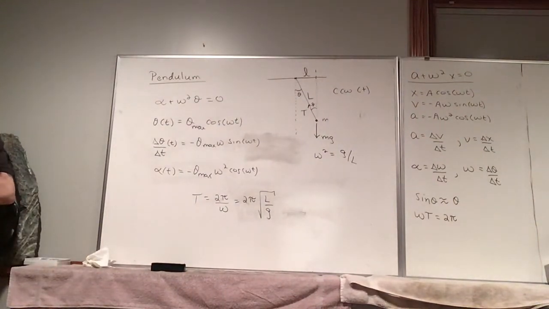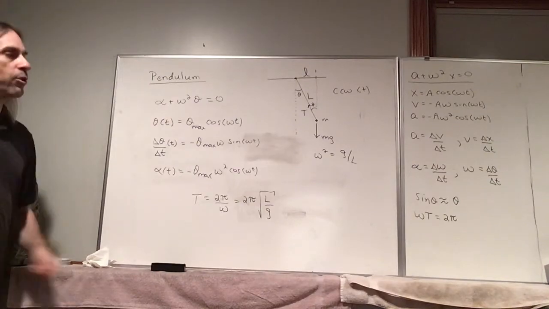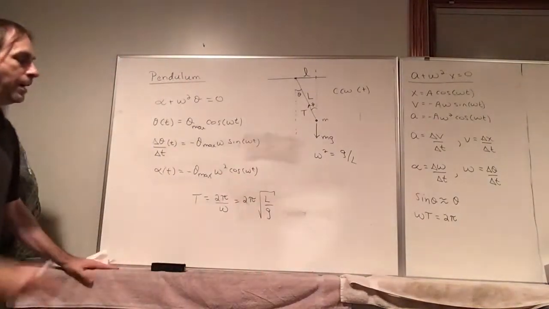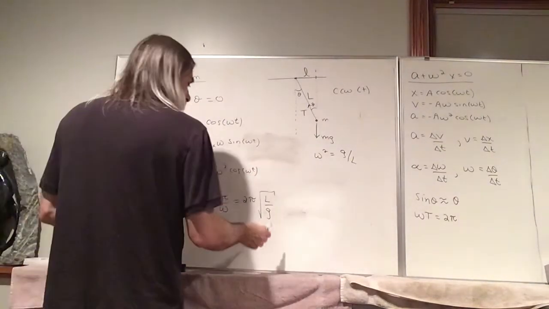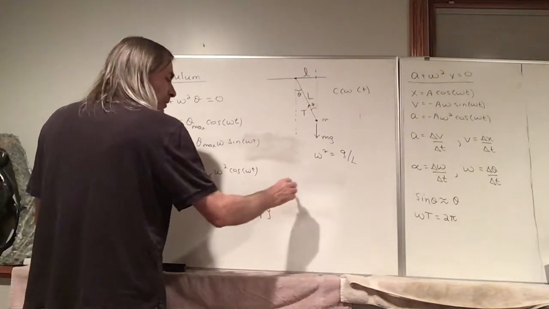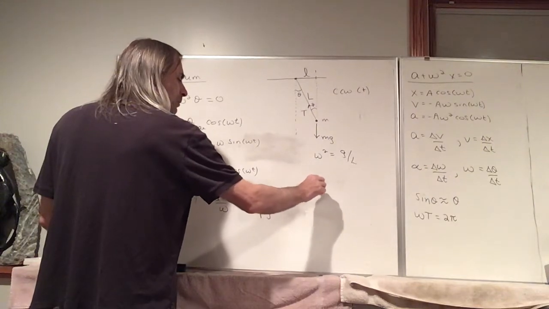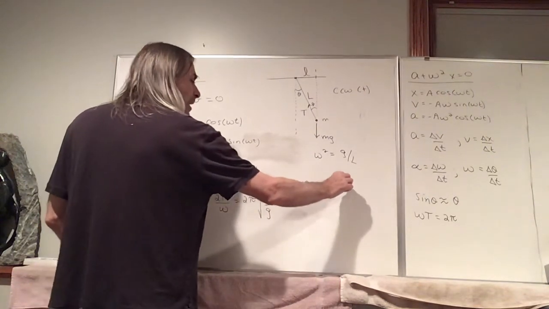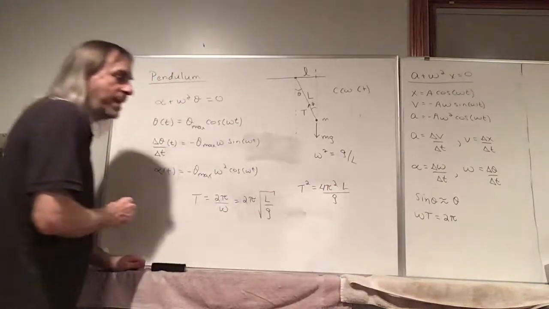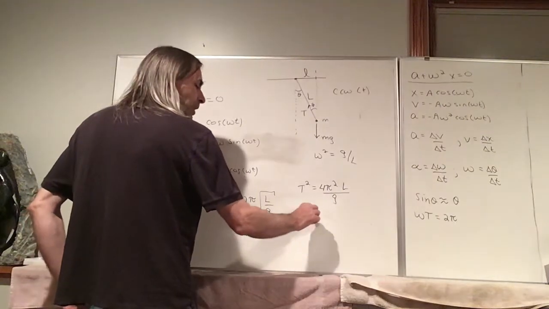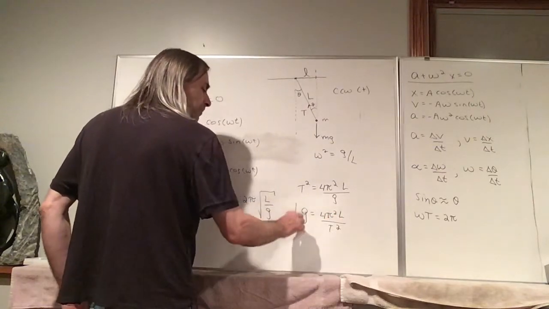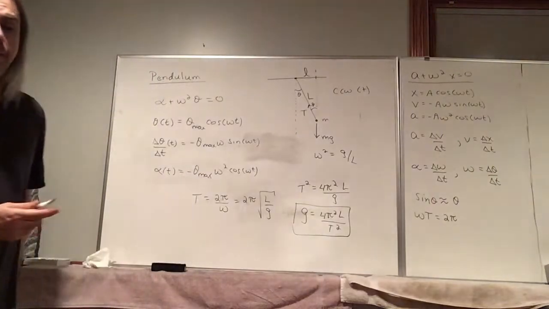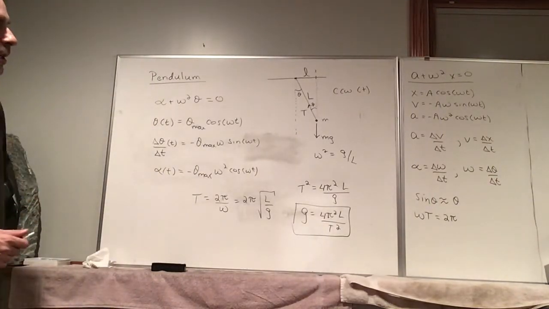Okay. Now, that's it for this. We'll do an example in class of a pendulum problem. But I should point out one application of this. We can rewrite this equation. Let's square everything. So we have T squared equals 4 pi squared L over g. And we can rewrite this: g equals 4 pi squared L over T squared. And this simple pendulum is a way to measure the acceleration due to gravity.